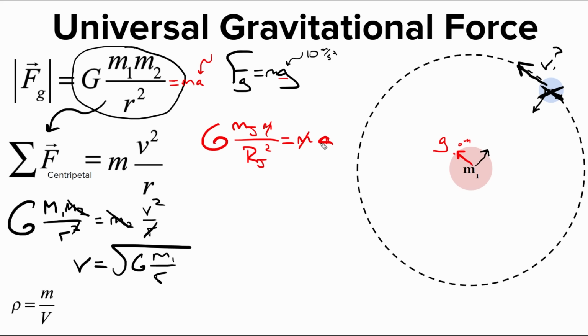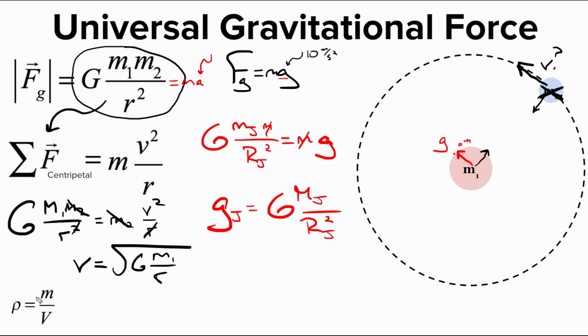And that means that a, which is really g, the g on Jupiter, is going to be big G, mass of Jupiter, divided by radius of Jupiter squared. So it looks just like this formula here, but it only has one of the masses instead of two of the masses if you wanted to solve for it.